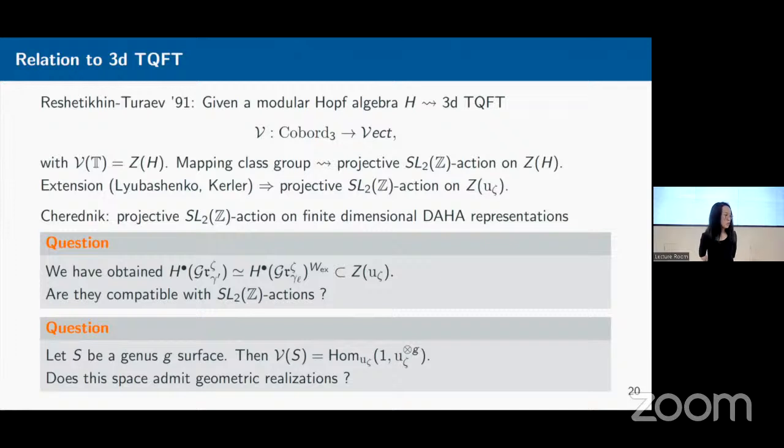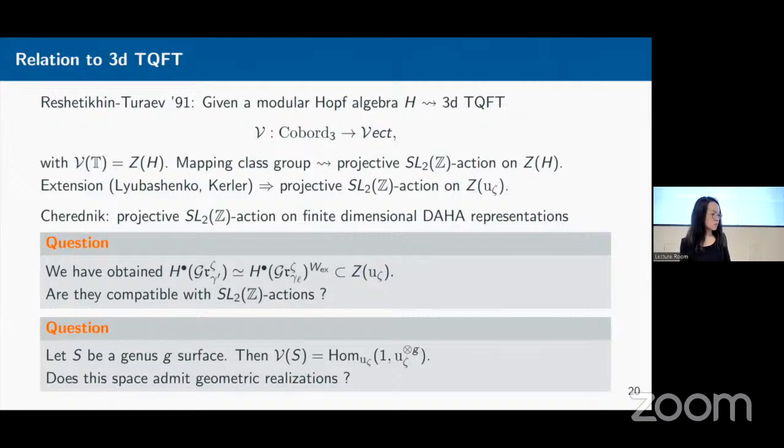So a second perspective I want to mention is the relation to 3D topological quantum field theory. Around 1991, Reshetikhin and Turaev constructed for any modular Hopf algebra a 3D TQFT, which is a functor from the cobordism category for three-dimensional manifolds to the category of vector spaces. In particular, if you take the image of the torus under this functor, the vector space is actually the center of this Hopf algebra. And this TQFT has a natural action of the mapping class group on this space. In the case of the torus, it gives you a projective SL2Z action on it.